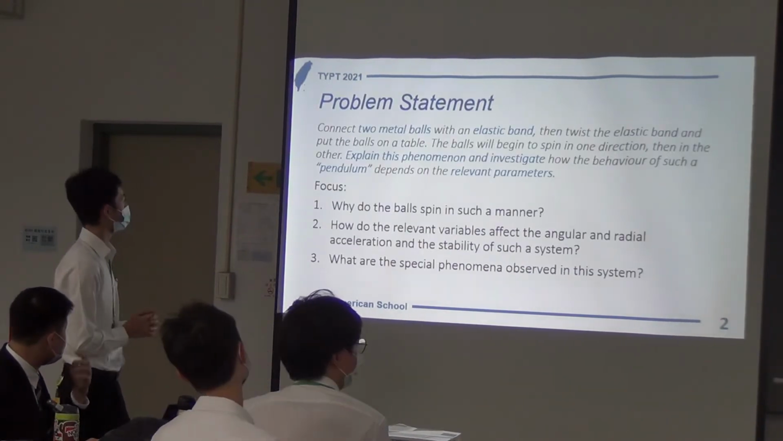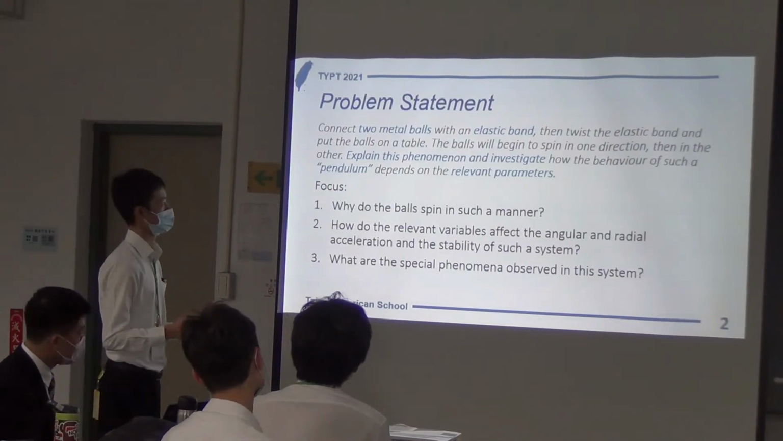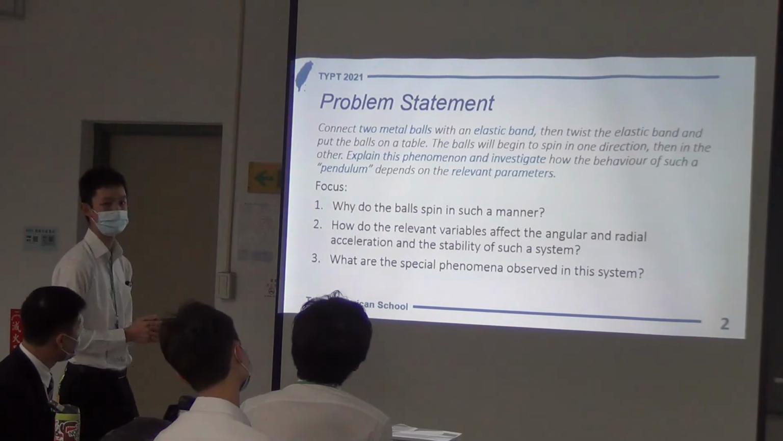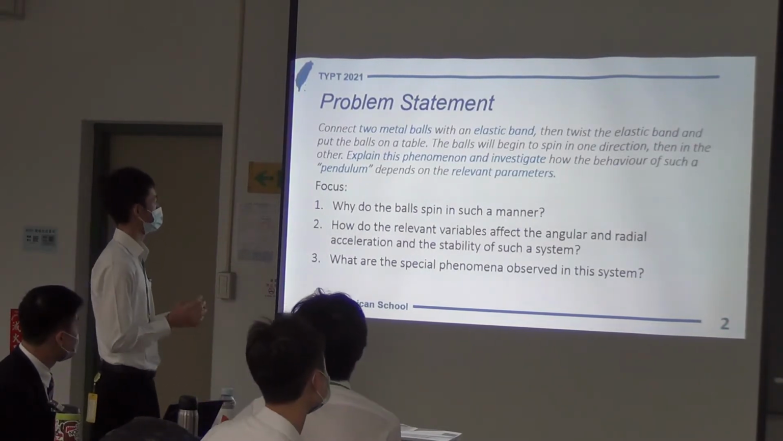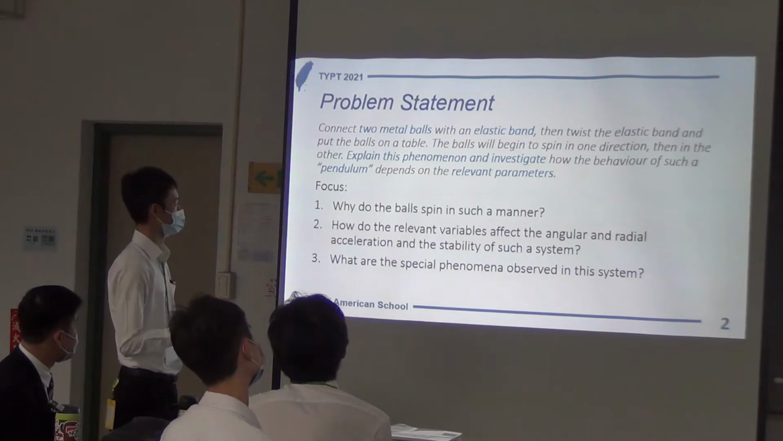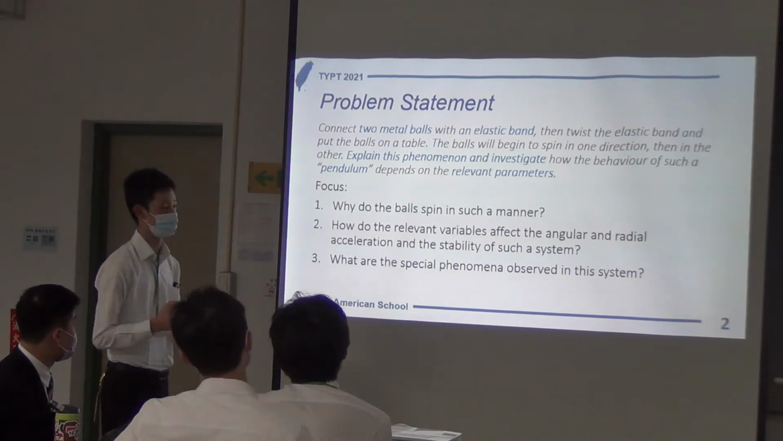So the problem statement reads: connect two metal balls with an elastic band, then twist the elastic band and put the balls on the table. The balls will begin to spin in one direction, then in the other. Explain this phenomenon and investigate how the behavior of such a pendulum depends on the relevant factors.